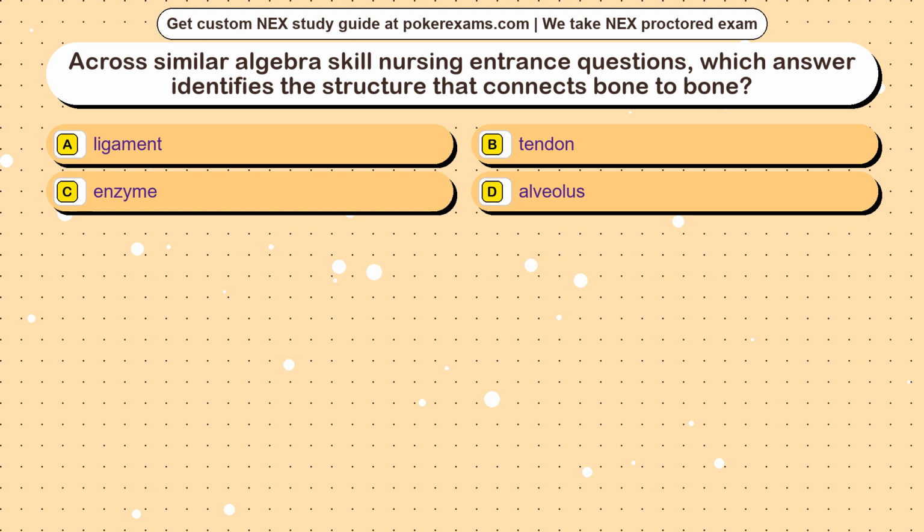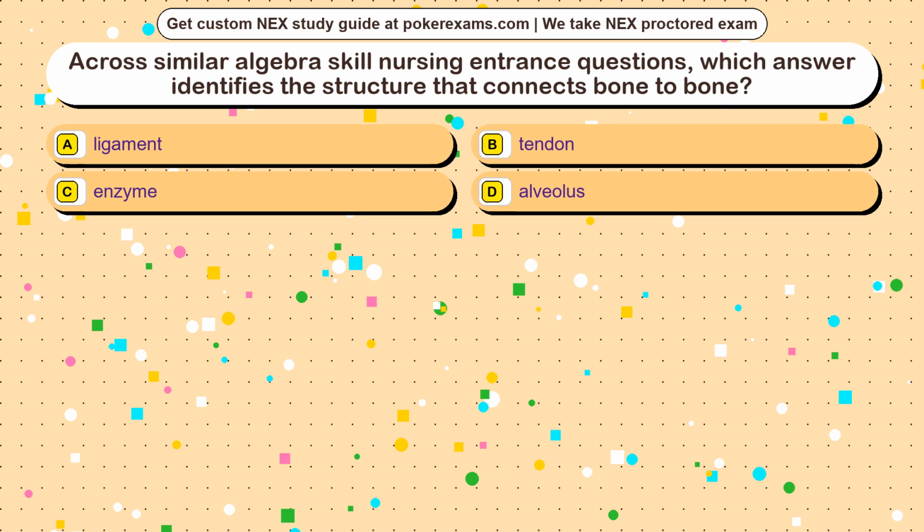Question 20. Across similar algebra skill nursing entrance questions, which answer identifies the structure that connects bone to bone? Option A, ligament. Option B, tendon. Option C, enzyme. Option D, alveolus.